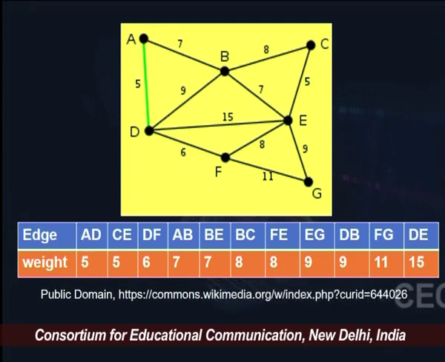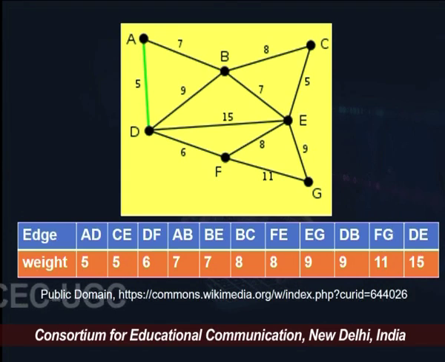After that we have AB. So AB is having the weight 7, that is also fine. So we can include that as well. Then coming to BE. So BE as of now is not forming any cycle, we will be adding that as well. Now here, if we are going to add BC.